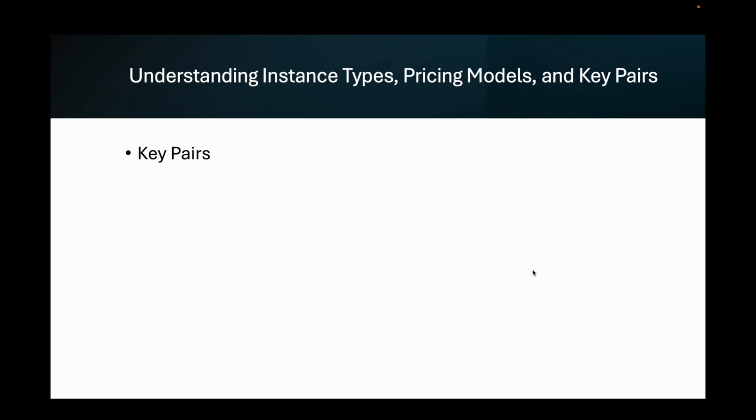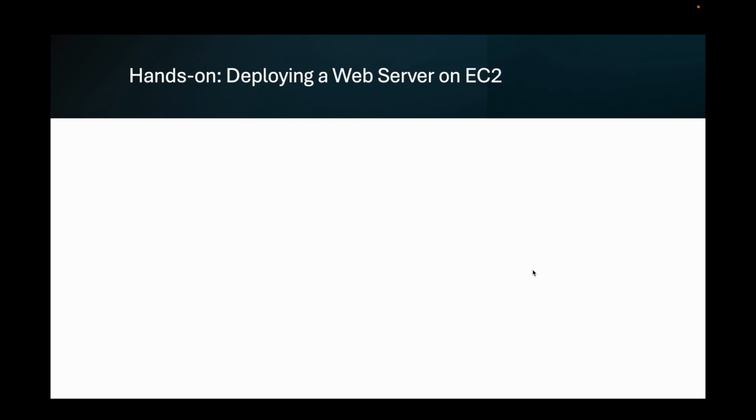Next, we have the key pairs. Now, key pairs are used for SSH access to your EC2 instances. When launching an EC2 instance, you are prompted to create or use an existing key pair, which consists of the private key, the file you download when creating a new pair, which is a .pem file. This is used to authenticate SSH access. And we also have the public key, which AWS stores, and it is associated with the EC2 instance you launch. Let's dive into the hands-on exercise for deploying a web server on EC2.